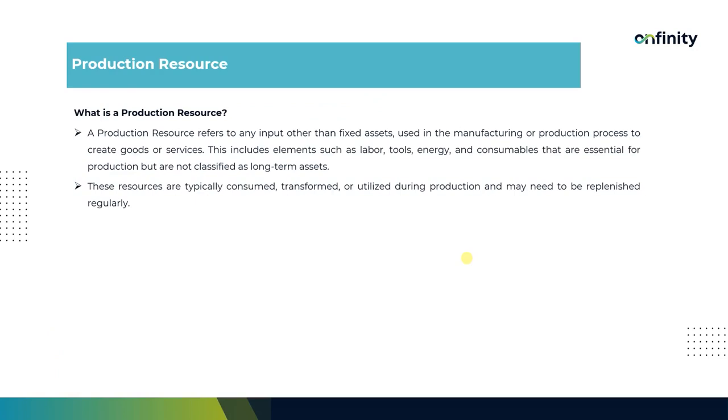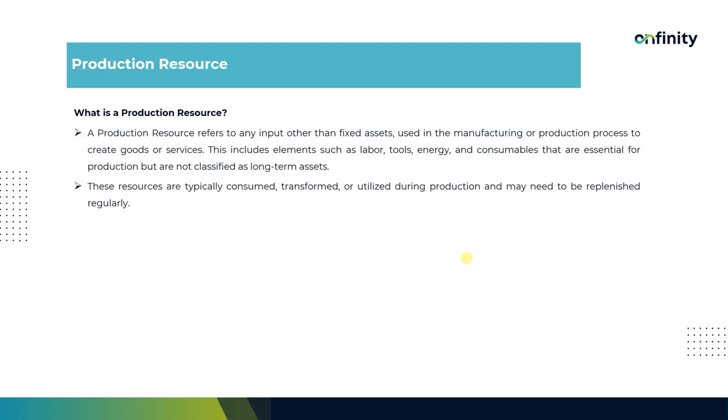Now let's understand what a production resource is. A production resource refers to any input other than fixed assets used in the manufacturing or production process to create goods or services. This includes elements such as labor, tools, energy, and consumables that are essential for production, but are not classified as long-term assets. These resources are typically consumed, transformed, or utilized during production and may need to be replenished regularly.